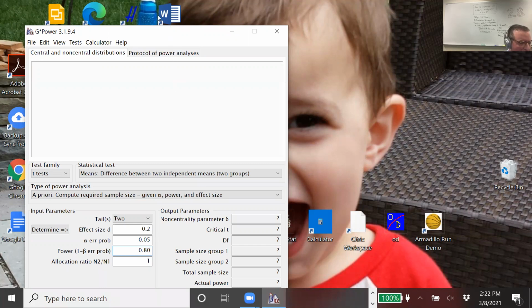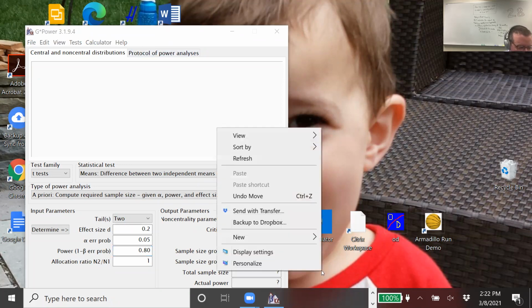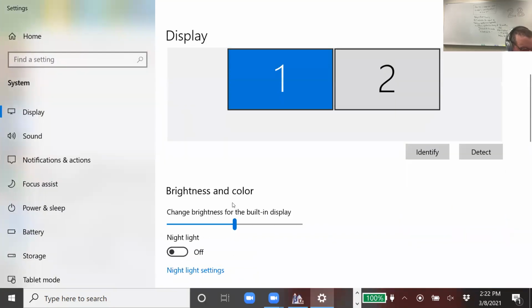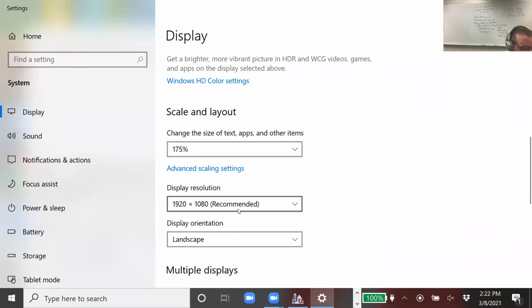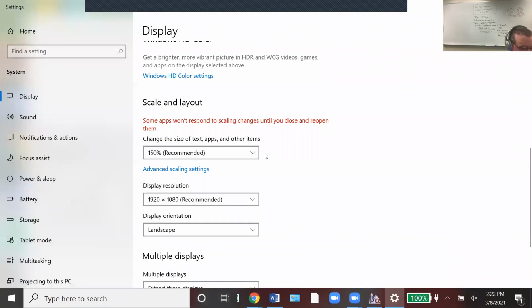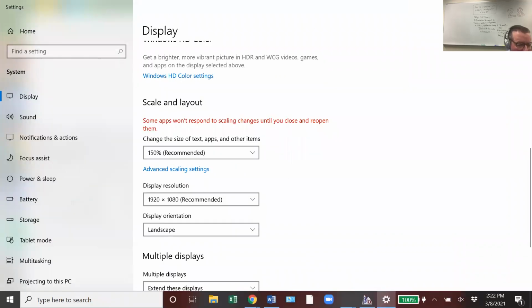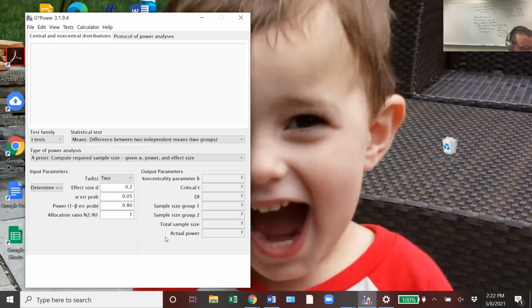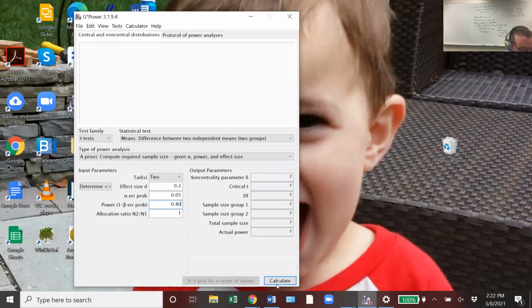Okay, and let me reduce my display setting a bit to 150%. All right. Where's my calculate button? There we are. Calculate.